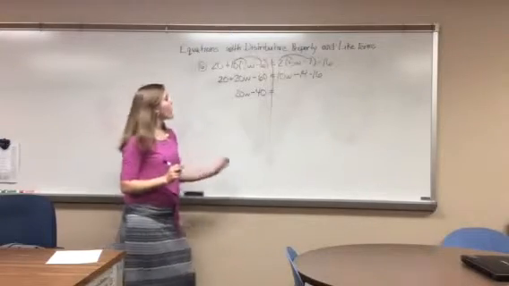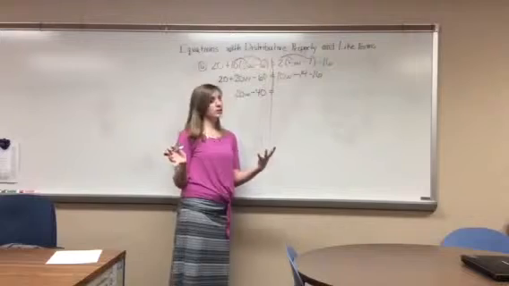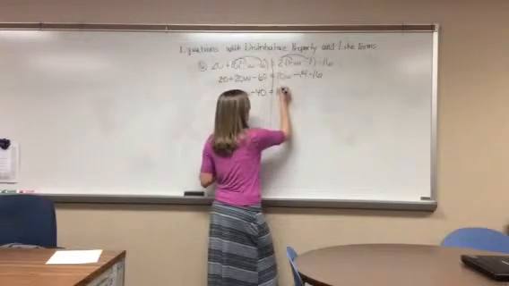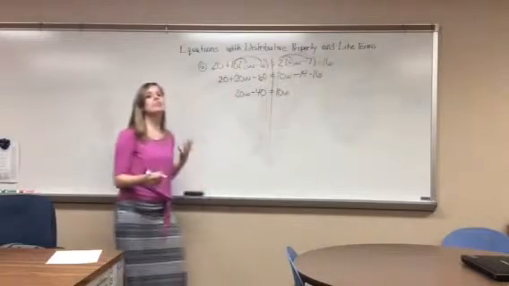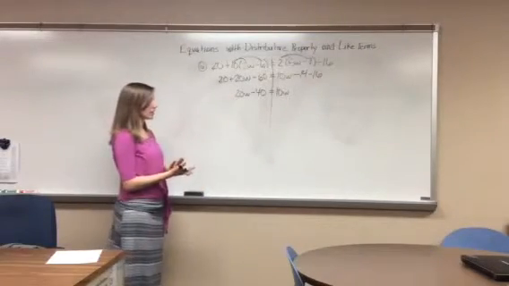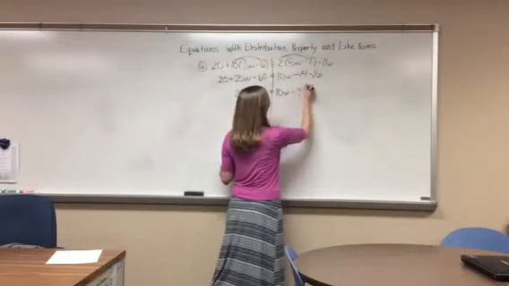equals. On the right-hand side, the 10w is not a like term with the other two, so I'm just going to bring that down, keep that the same. But my negative 14 and my negative 16, those I can combine. Those are like terms. And when I combine those together, I get negative 30.